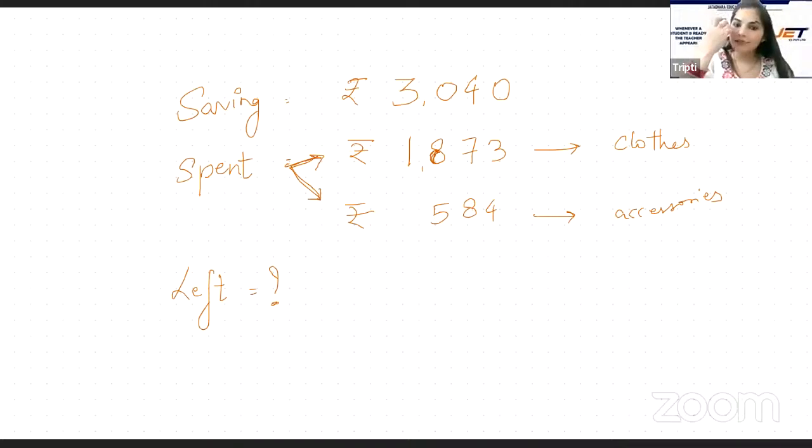This is a real life example. If you find that the numbers are so big and you're finding it difficult to solve them, there is one way of doing it. You just assume the same scenario but with smaller numbers, like small amounts, let's say 10 rupees or 50 rupees. In that way, it will become even easier for you.